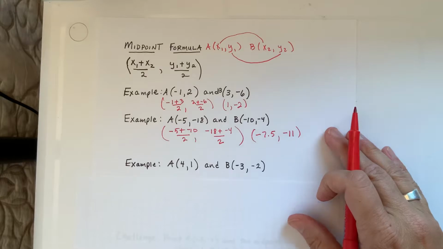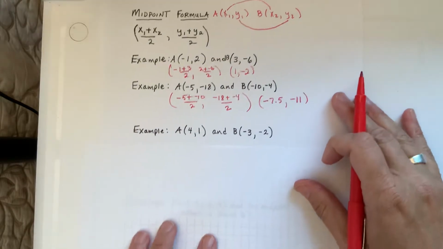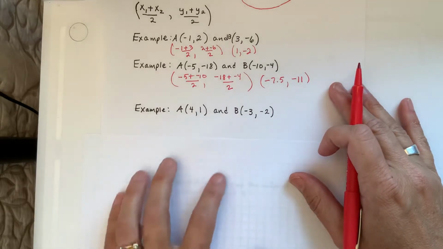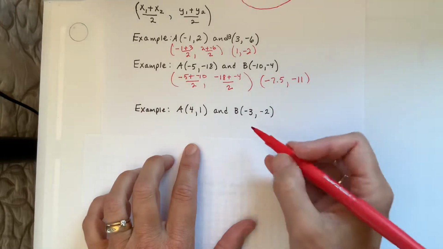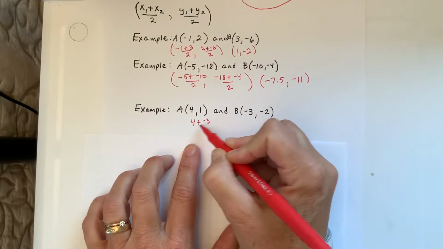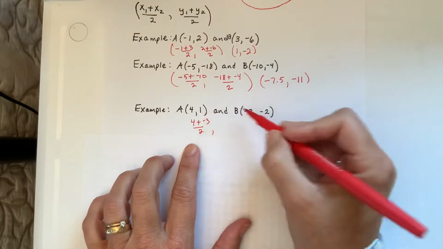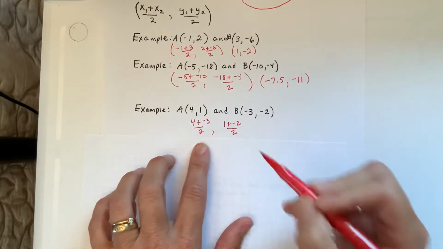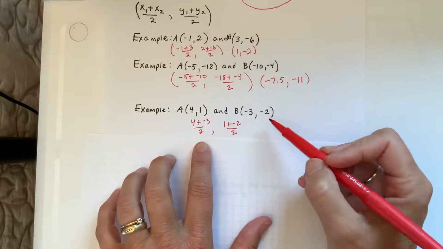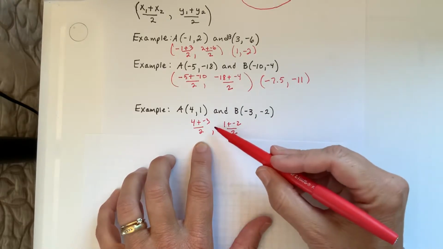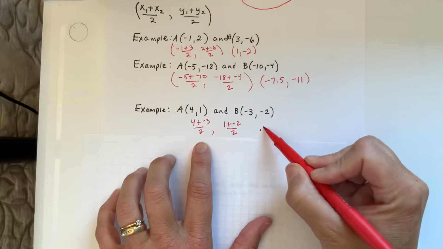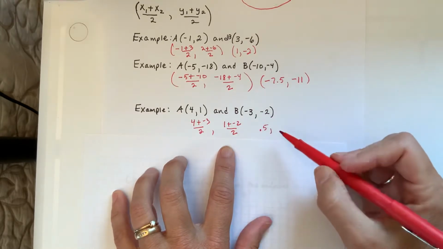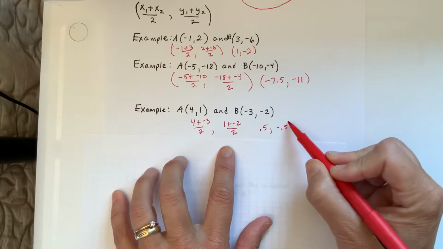And then I'll do one more here for you. This one I'll put on a graph afterwards just to double check. So if I have 4, -3 as my points for a start with, I'd go 4 plus -3 over 2 and 1 plus -2 over 2. It's always over 2. We're always doing the average. So this is going to be 4 plus -3 is 1 divided by 2 is 0.5. And then 1 plus -2 is -1 divided by 2 is -0.5.